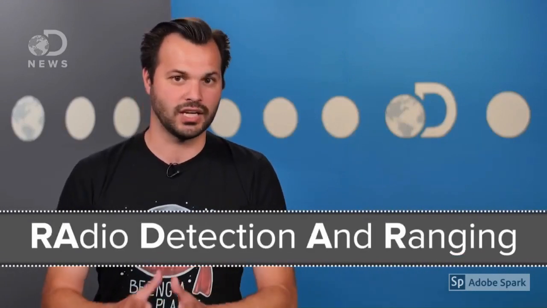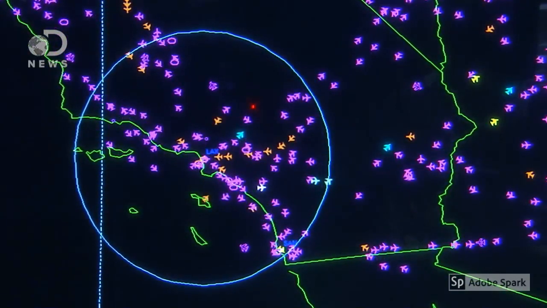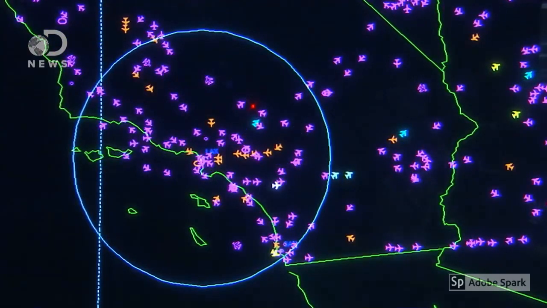Radar is actually an acronym that stands for Radio Detection and Ranging, and it works by sending out radio waves that bounce off the object and then come back to a receiver. Based on the time delay between sending and receiving transmissions, it's possible to calculate where an object is. And based on how much of the signal gets returned, an object's size can be determined.